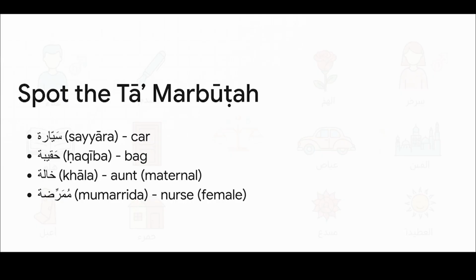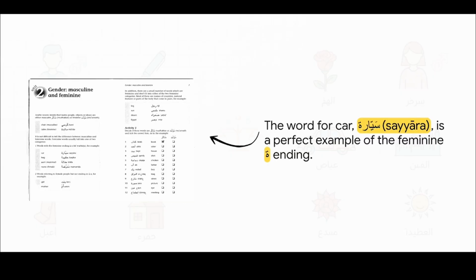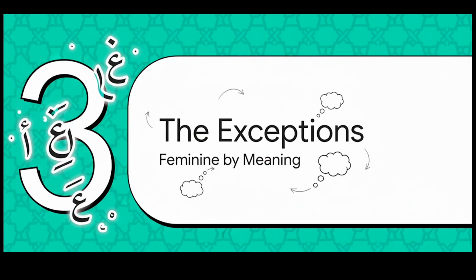It's amazing. And here's a brilliant close-up. The word for car, sayyara, is a perfect example. That little circle with two dots on top, that is the Ta Marbuta. And it is the only reason we know that grammatically speaking, a car is treated as a feminine noun in Arabic.